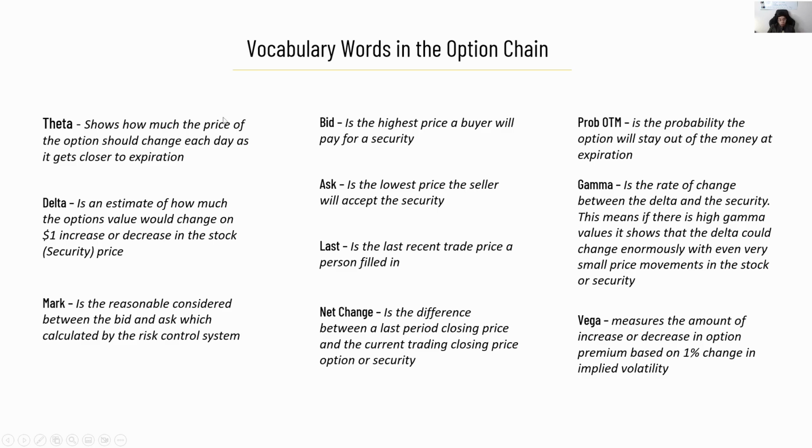Now, mark. The mark price, which I just showed you, is the reasonable considered price between the bid and ask, and it's calculated by the risk control system. The bid is the highest price a buyer will pay for a security or stock. The ask is the lowest price the seller will accept for the security or stock. So what does that mean?